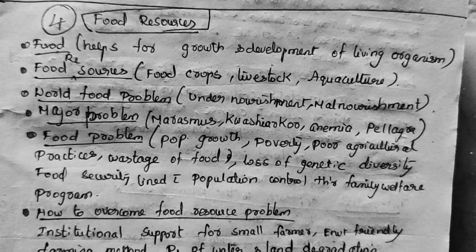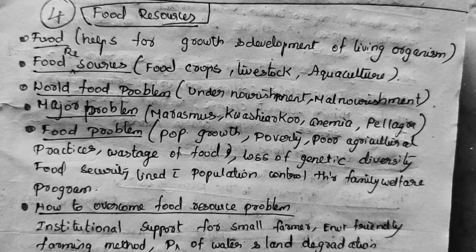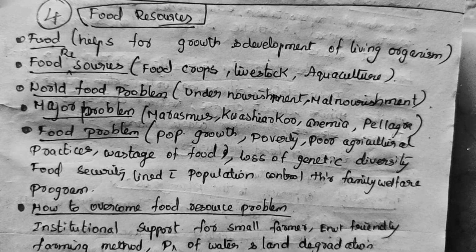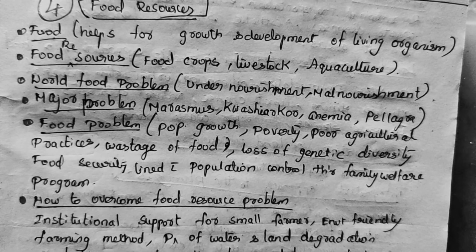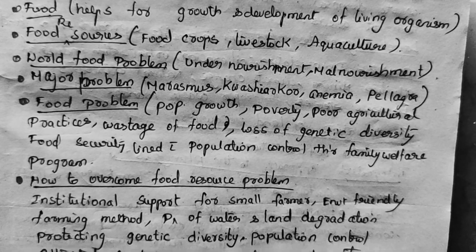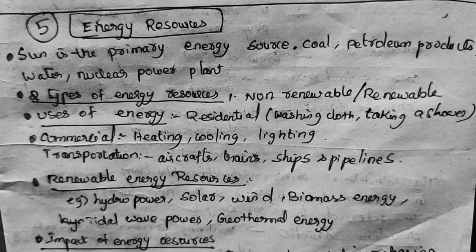So this is very important, population control, and we have to maintain altered food sources, the ecosystem, and maintain the biodiversity. So for the overall food resources, you have to write about food and food resources, then the food problem, the major problems we are getting because of food, and how to overcome these problems. Next, move on to the energy resources.